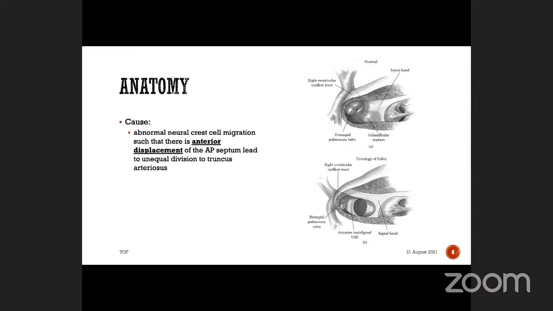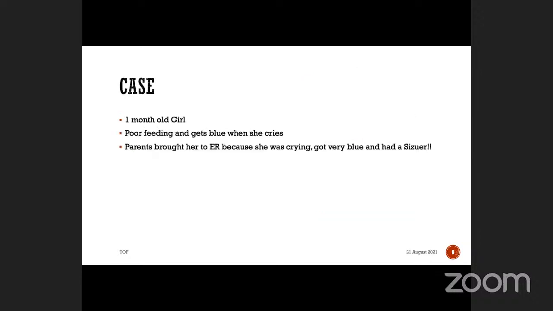No one will ask you about pathology or embryology in the exam, not you guys. Maybe for fellowship questions, but not for you. But this is the common one. The Van Praagh classification is a bit different, but this is the commonly accepted one.